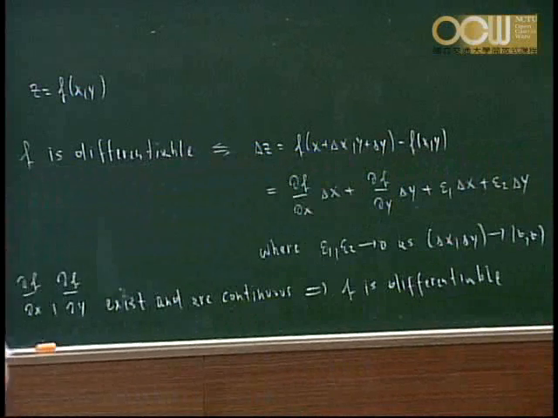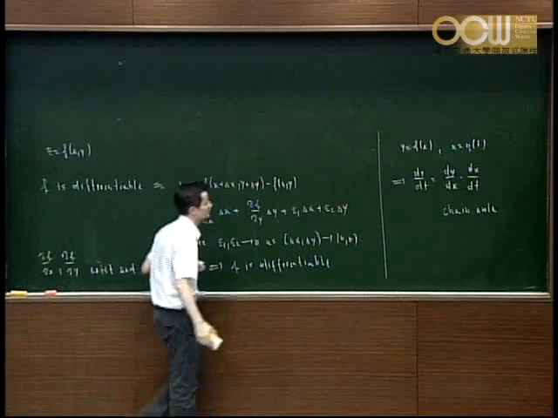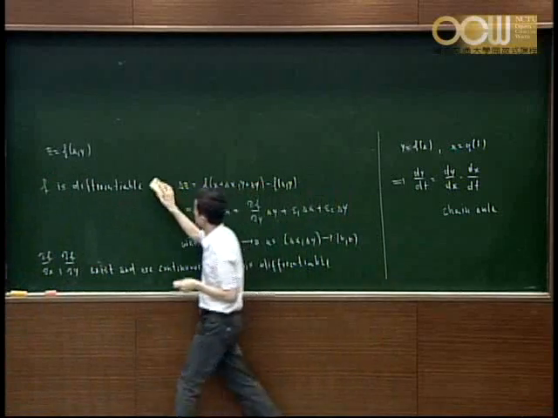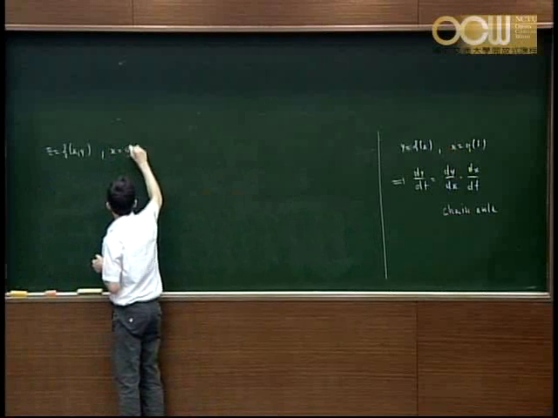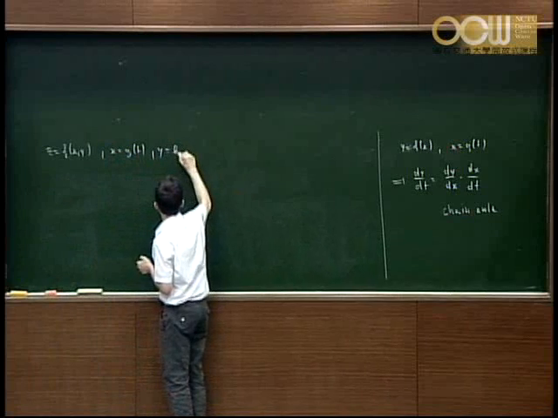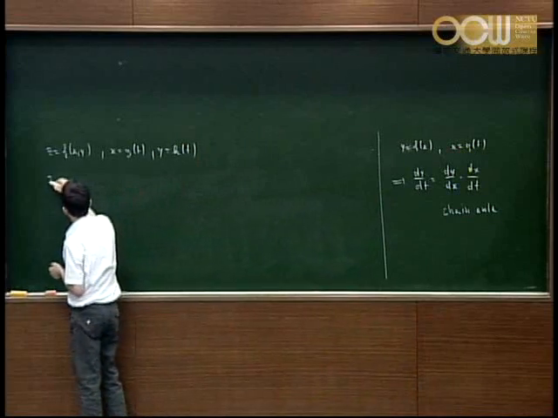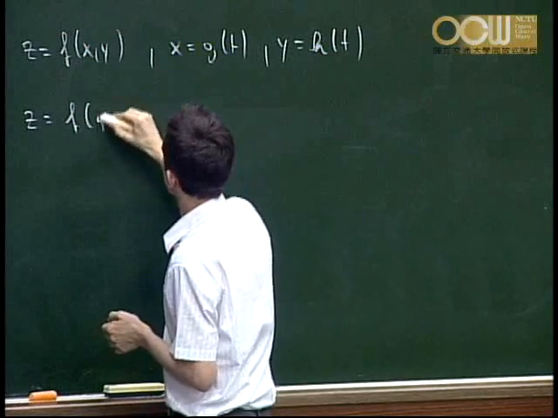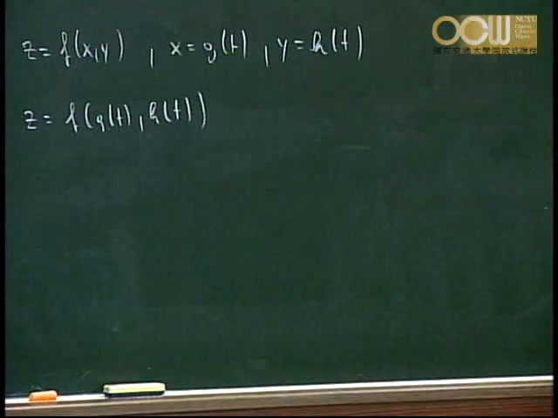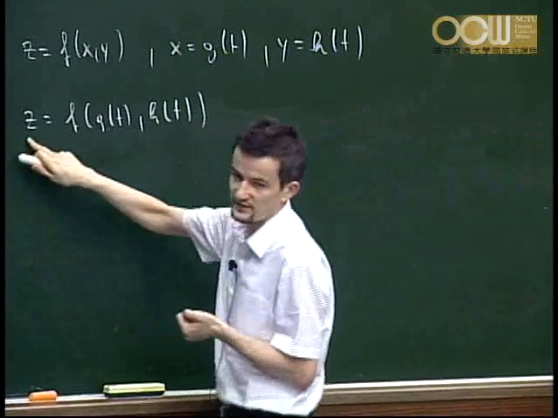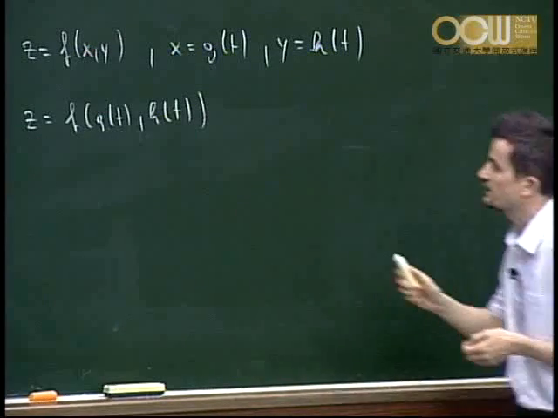Okay, so the first situation which we want to consider is we have a function of two variables, and x and y are both functions of a single variable t. x is g of t, and y is h of t. So we look at a new function, a function of t, where we plug in g of t here and h of t here. What we are interested in is the derivative of z. Now z is just a function of t, so we want the normal derivative of z with respect to t.